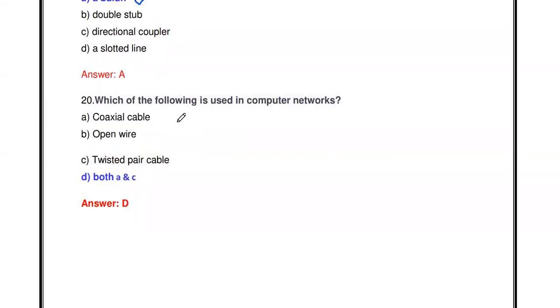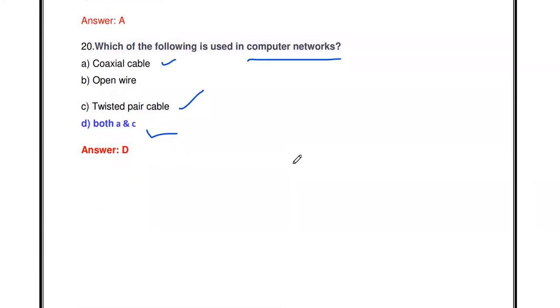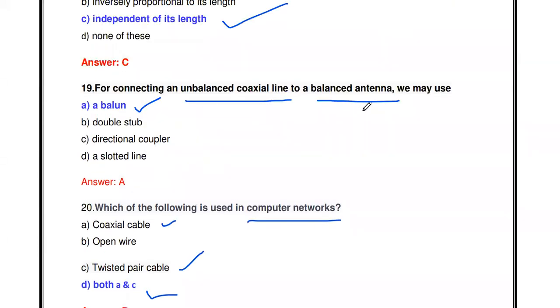The next one, which of the following is used in computer networks? Coaxial cable, open wire, twisted pair cable. Both A and C. Coaxial cable and twisted pair cable are used in computer networks like Ethernet and internet connections. So these are some of the questions from the types of transmission line.